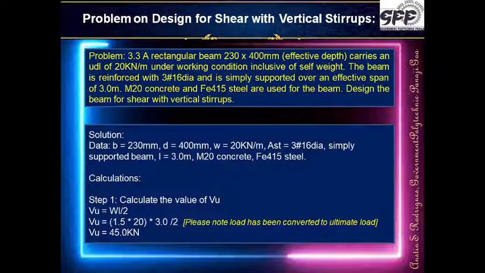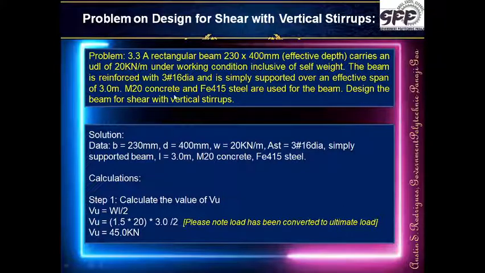The beam is reinforced with 3 bars of 16 mm diameters and it is simply supported having an effective span of 3 meters. M20 concrete is used and Fe415 steel is used for the beam. Design the beam for shear with vertical stirrups.